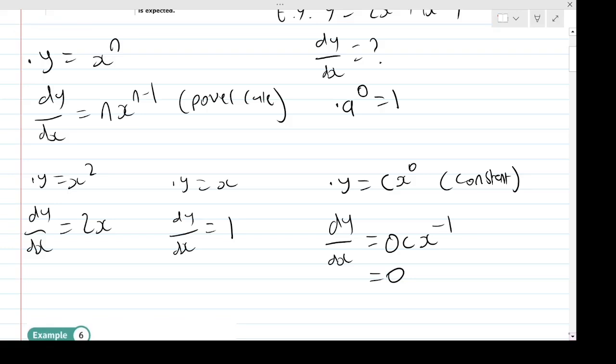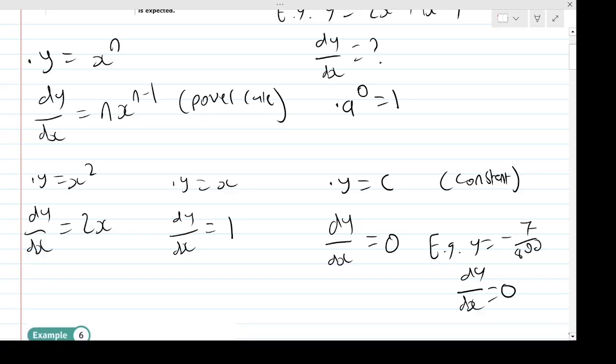So therefore, if you have any number, any constant c, no x involved, if it's just a number, we can differentiate it and it goes to 0. For example, if y equals 3, it goes to 0. If y is 10, it goes to 0. If y is minus 17, it goes to 0. If y is minus 7 over 800, it goes to 0. Any number whatsoever always differentiates to 0 because of this idea here.